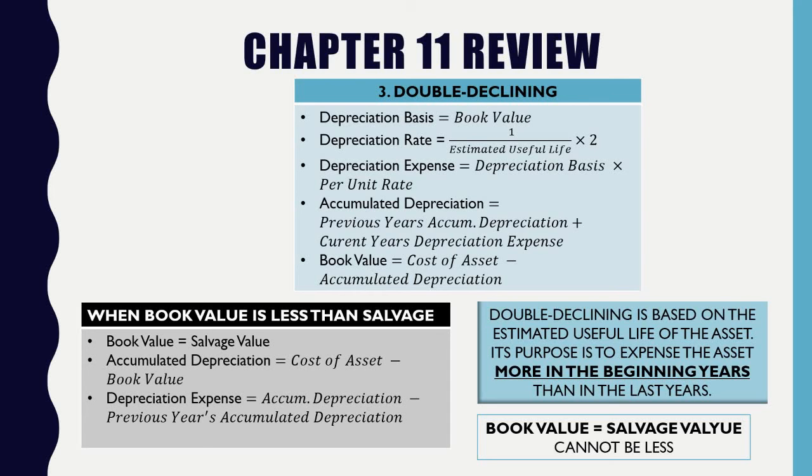And then lastly, a little piece of information just in case. Double declining is when you potentially plan on depreciating more in the beginning of the asset's life versus towards the end. Okay. Book value. Okay, so there you go.